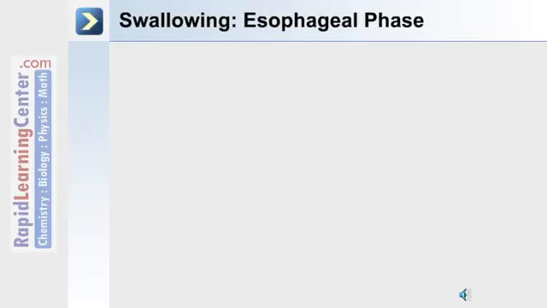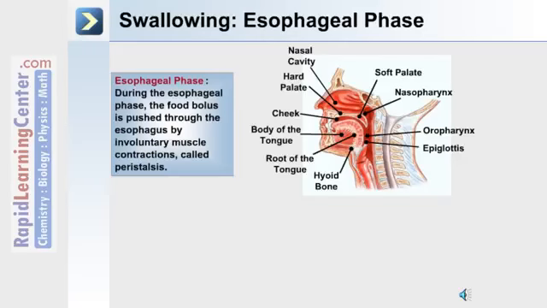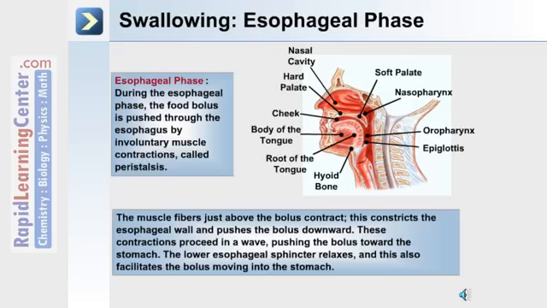Once the food bolus moves into the esophagus, next is the esophageal phase. During this phase, the food bolus is pushed through the esophagus towards the stomach, and this occurs by contractions known as peristalsis. The muscle fibers just above the bolus contract. This constricts the esophageal wall and pushes the bolus downward. These contractions proceed in a wave, pushing the bolus towards the stomach. Eventually, the lower esophageal sphincter relaxes, and this facilitates the bolus moving into the stomach from the esophagus.